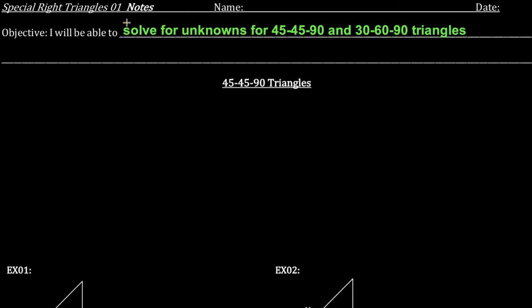All right, so in this lesson, we are going to solve for unknowns for 45, 45, 90 triangles and 30, 60, 90 triangles. So when I say that, I mean 45 degrees, 45 degrees, 90 degrees, and 30 degrees, 60 degrees, 90 degrees. These tell you the number of degrees the angles are. So let's say we have a 45, 45, 90 degree triangle.